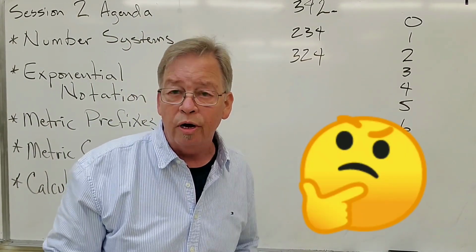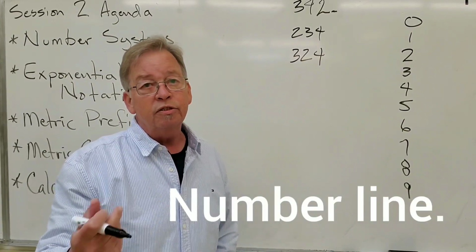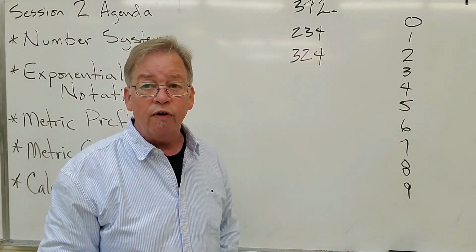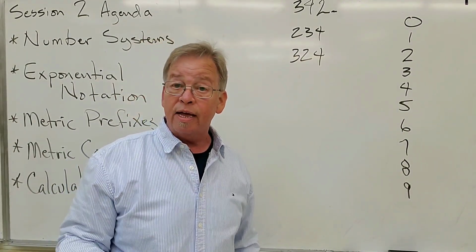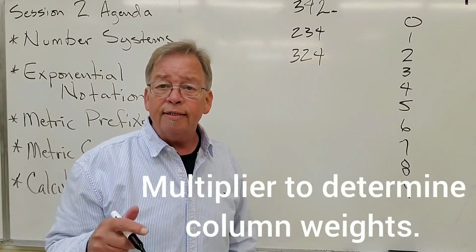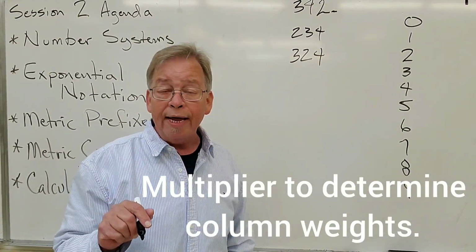Well, where does that order come from? It comes from what we call a number line. Now, this is the other thing that the radix or base number tells us. First of all, it tells us how many digits there are in that number system. The next thing it tells us is it's used as a multiplier for determining column weights on the number line.